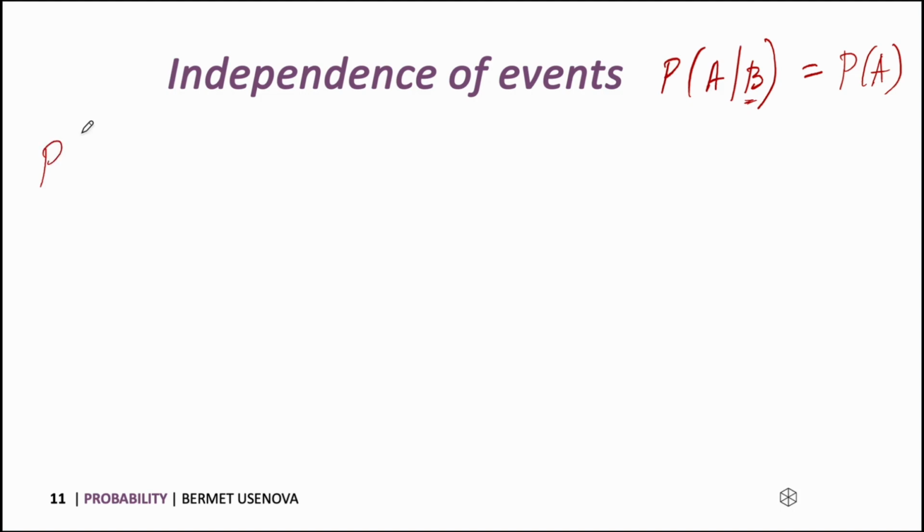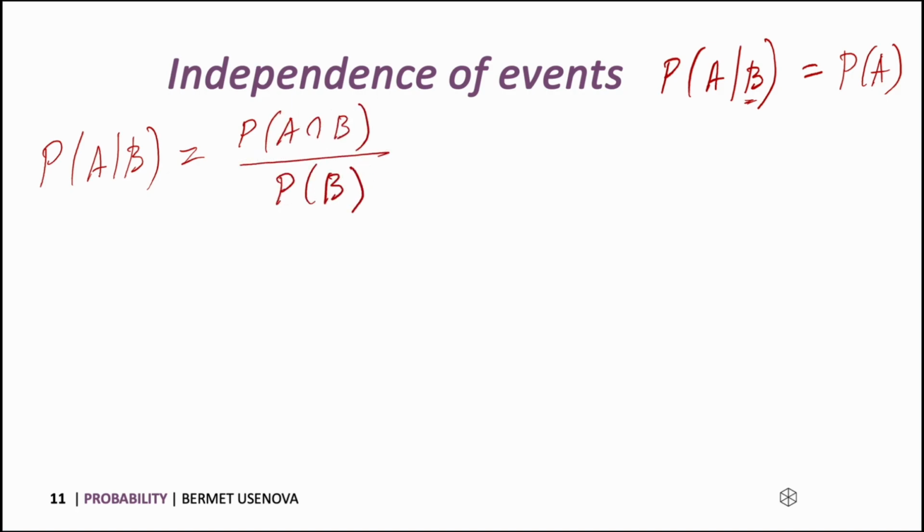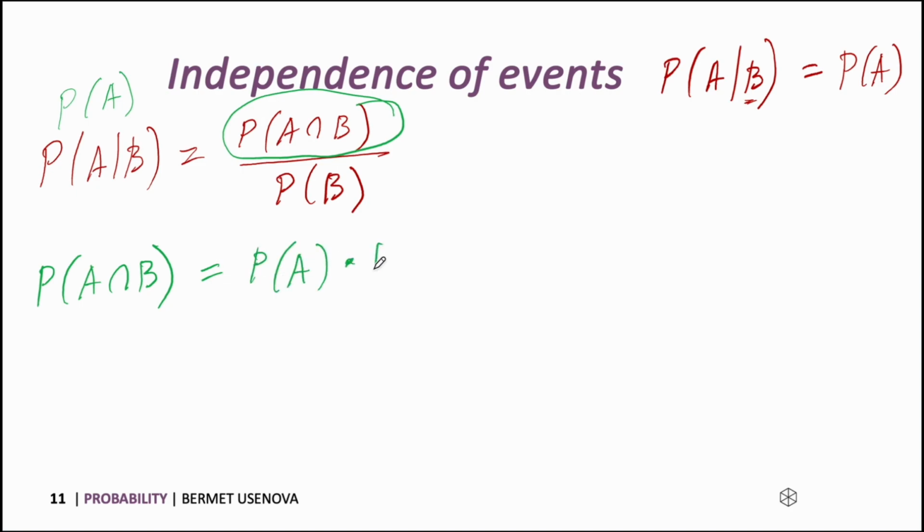So if we write the rule for conditional probability that we had before, and we know that this here is the probability of A, and if we want to rewrite the formula for this part, the probability of A and B happening will be equal to the probability of A multiplied by the probability of B.